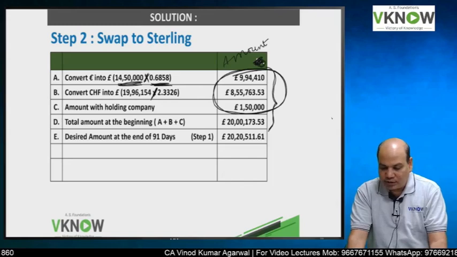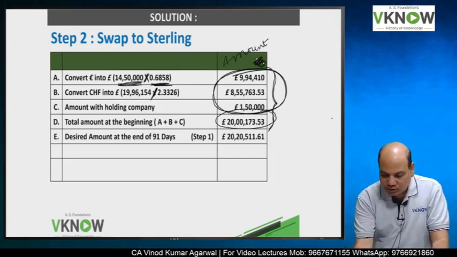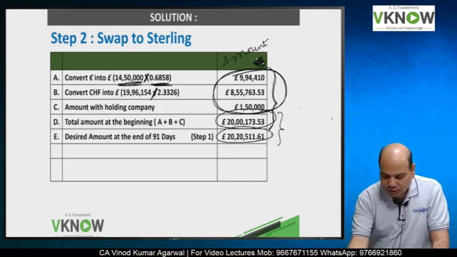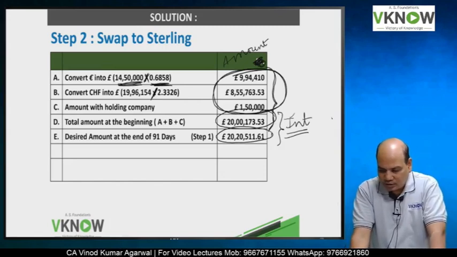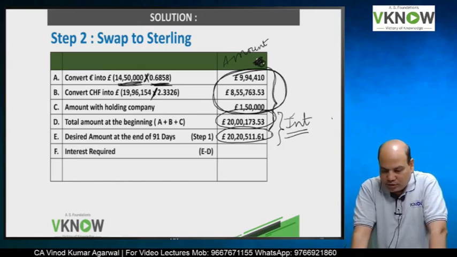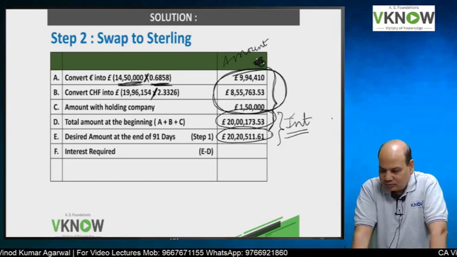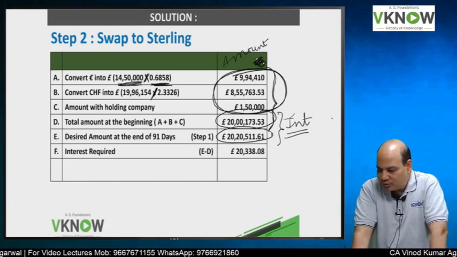So how much interest should the bank give you on maturity? This is what you will invest today. This is your maturity value. So the difference is your interest. The difference is your interest, right? Interest required, E minus D. Come on, come on. Please take the difference, 20338.08.